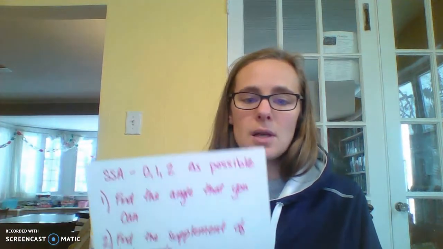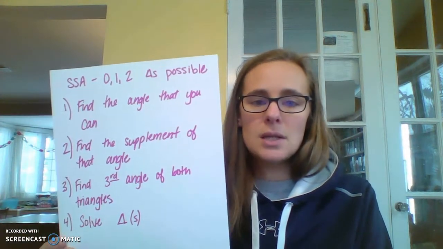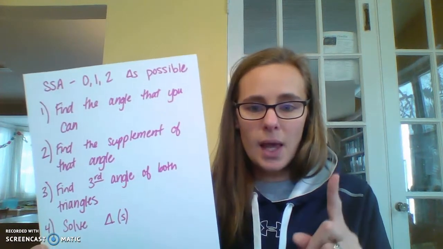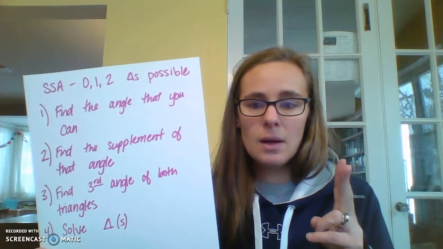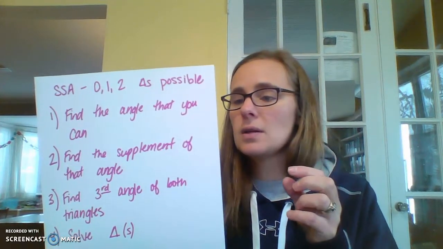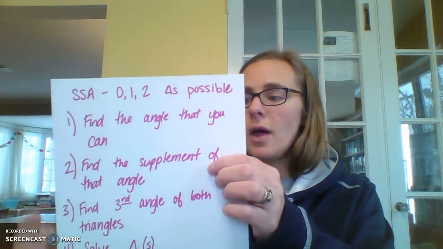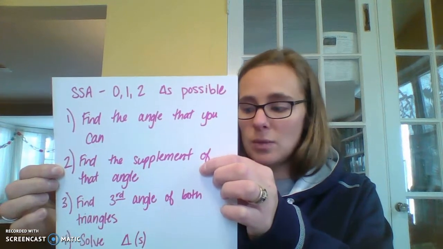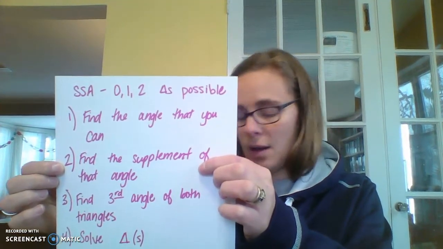So, summarize. Here are our steps when we're solving with the ambiguous case for side-side-angle. So, first, find the angle that you can. Second, find the supplement of the angle. So, at this point, if there's 0 possible triangles, you should know that.